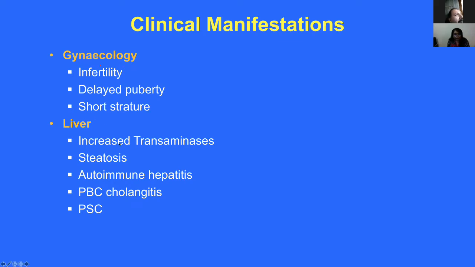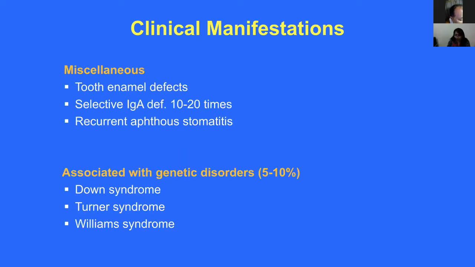As far as the liver is concerned, patients with celiac disease can have raised transaminases, they can have fatty liver, they can have autoimmune hepatitis, they present with primary biliary cirrhosis or cholangitis, or PSC, primary sclerosing cholangitis. So all these varied presentations can be there in patients with celiac disease. Patients can land up in the dental department with tooth enamel defects, and the ENT department with recurrent aphthous ulcers.